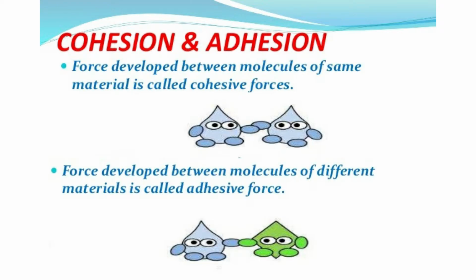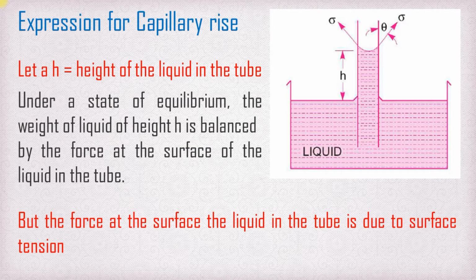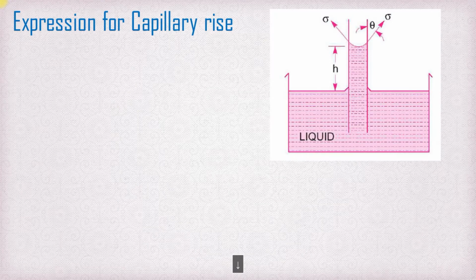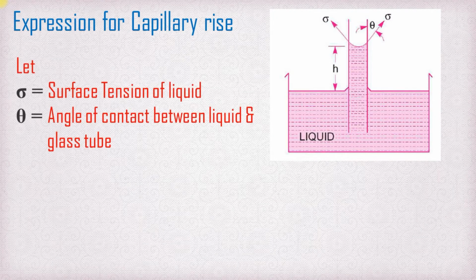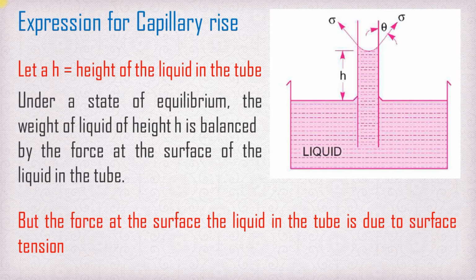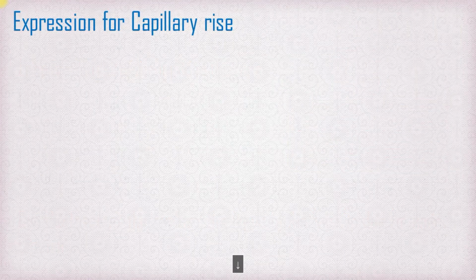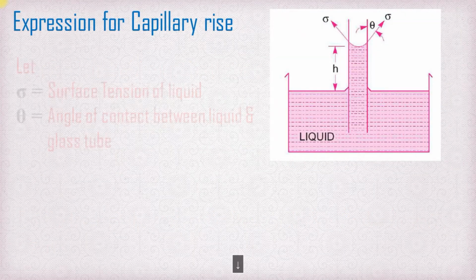Here we are considering h equal to the height of the liquid in the tube. Under a state of equilibrium, the weight of the liquid of height h is balanced by the force at the surface of the liquid in the tube. But the force at the surface of the liquid in the tube is due to surface tension. So this phenomenon is due to surface tension. Let us consider sigma equal to the surface tension of liquid, and theta equal to the angle of contact between the liquid and the glass tube.